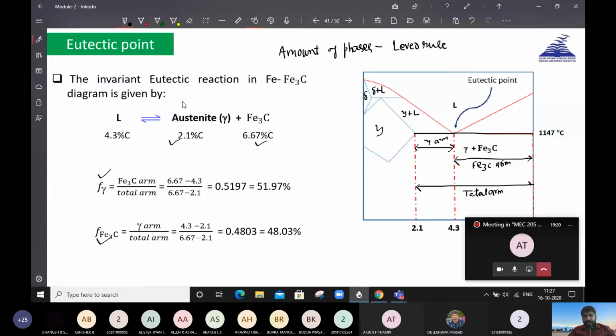As of now we have discussed the composition and amount of phases present at the peritectic point. At one point we saw in the last class, and at this point we saw in today's class. Now we are going to look into this point. What is this point known as? Anybody can tell? I have not drawn the full diagram, but if you have studied the iron-carbon diagram carefully, you can tell what this point is.